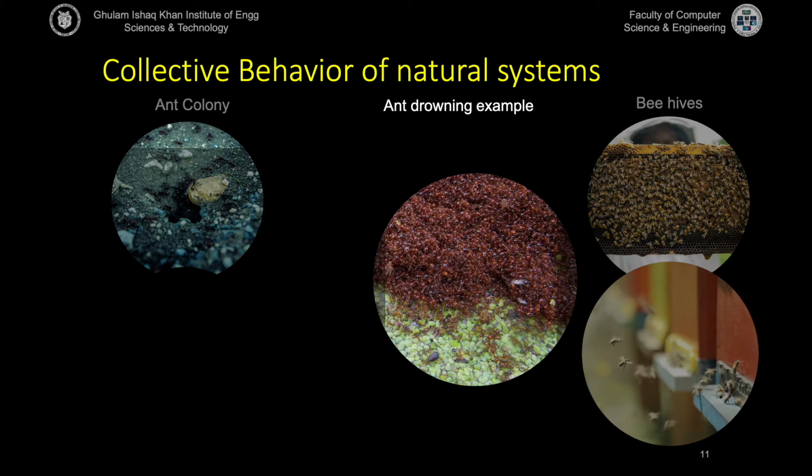So these ants have learned to survive in case of flood or in case of any extra water that seeps into their hives. They have learned that by being together they can survive. So I gave one example of fire ants drowning in water, a specific species of ants, and how they survive it by working together. But that is one part.